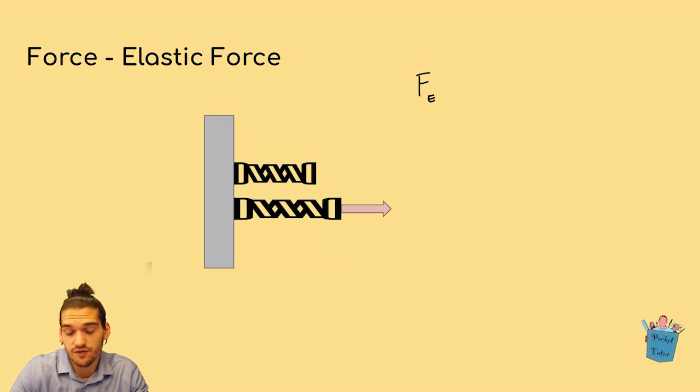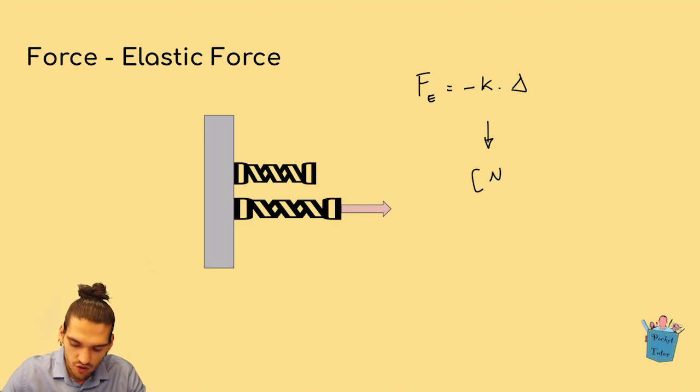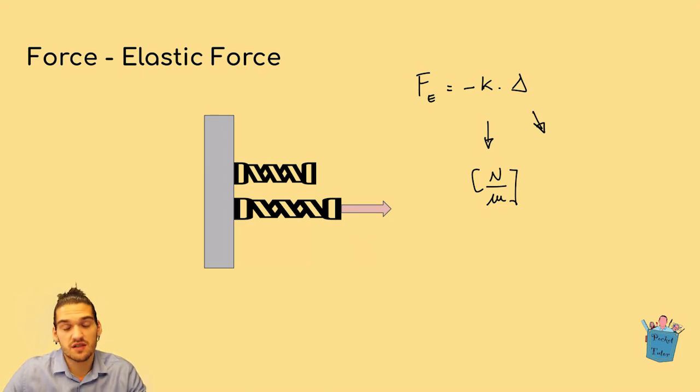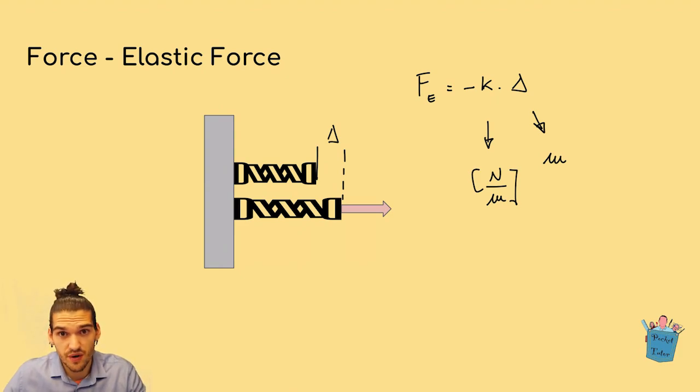Fe for elastic force is equal to minus k times delta, where k is the elastic constant of the spring. So this one is constant for a given spring. And its unit of measurement is Newton over meter. While delta is the displacement of the spring itself. And its unit of measurement is, of course, meter. So in this picture that we can see, this one is delta. So delta is the difference between the final length of the spring after applying a force and the resting position of the spring itself.